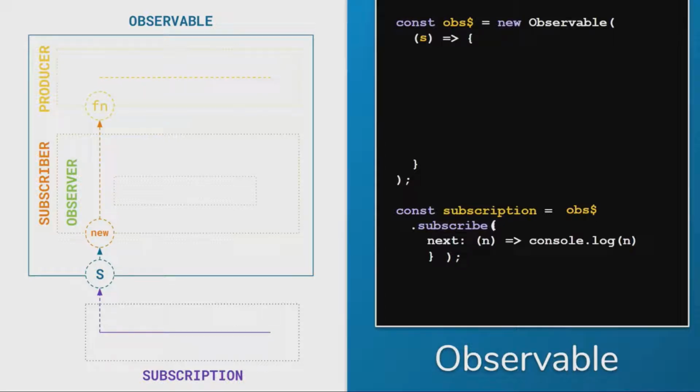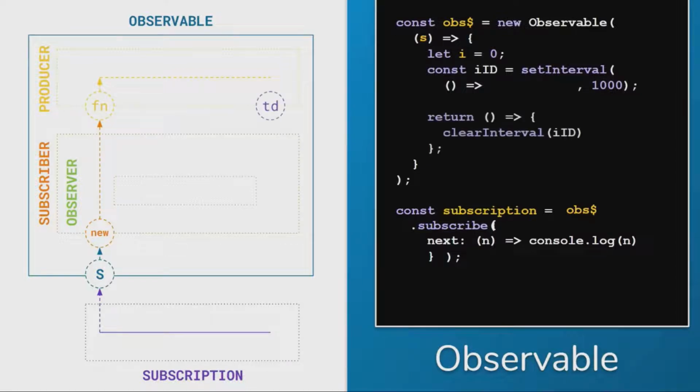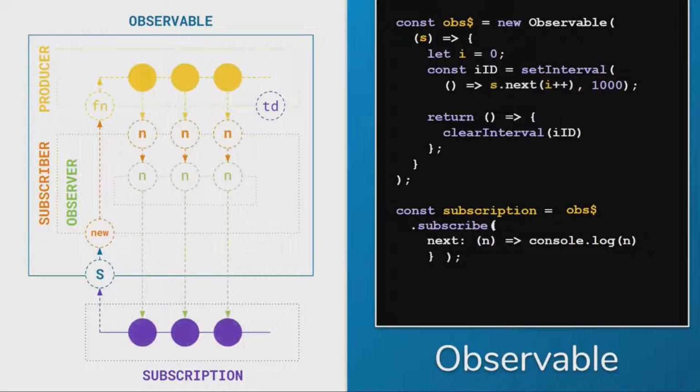Inside of this function, I will initialize my producer. And then I also create the snippet that can tear down the producer and return it. If my producer does something, it produces values, it nexts values to the subscriber, which forwards those values to the next of the observer, and in that way, these values end up in my next callback of the observer. Pretty cool. At the end, I can unsubscribe, and this is the whole life cycle of an observable.